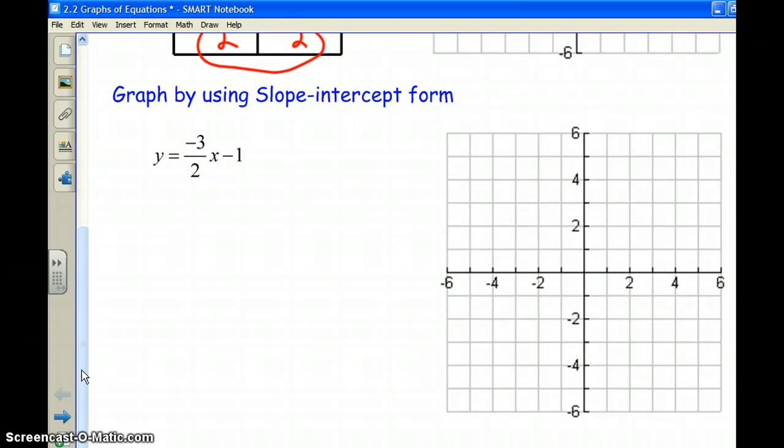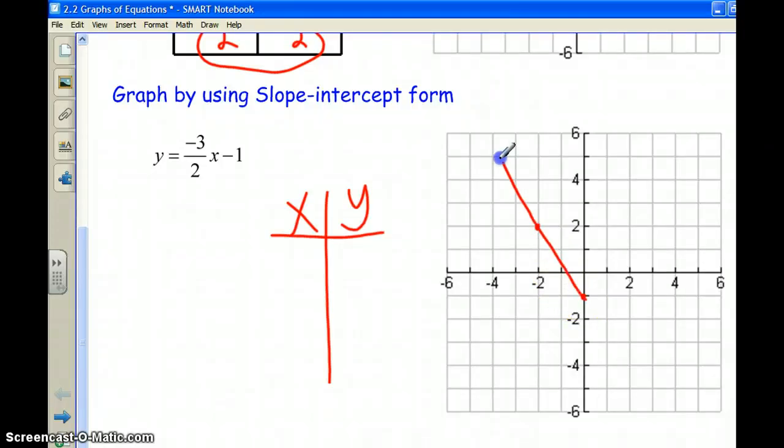You could graph by using slope-intercept form. If you do that, you get -1. Slope is -3/2, so you go up 3 over 2 in the negative direction, and then you graph your line. That's probably the quickest way. The other way would be to plot some points. Choose some x values you want to plug in. Sometimes it's nice to choose some nice x values that kind of work out well. But you have enough points, so we're just going to go and graph it.